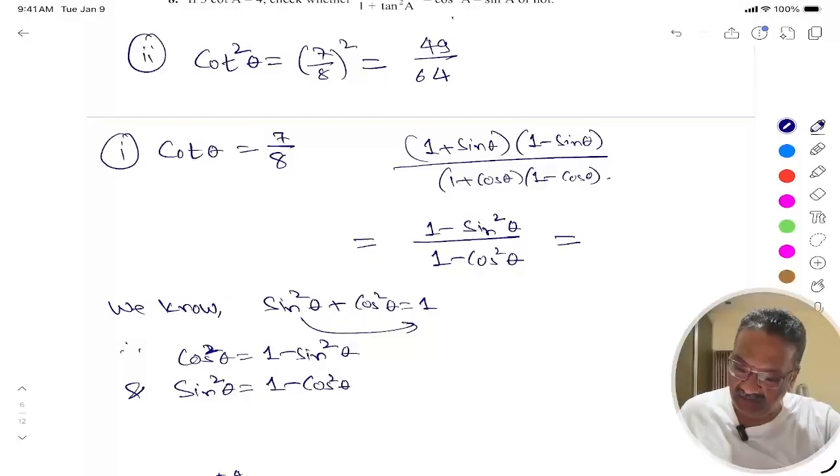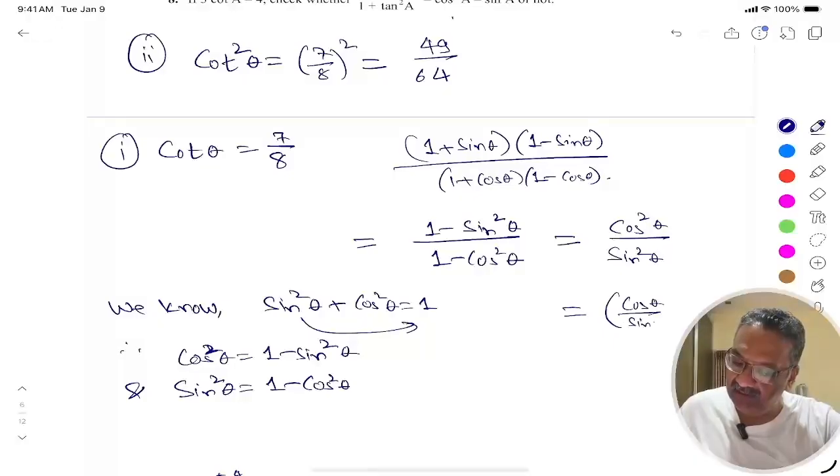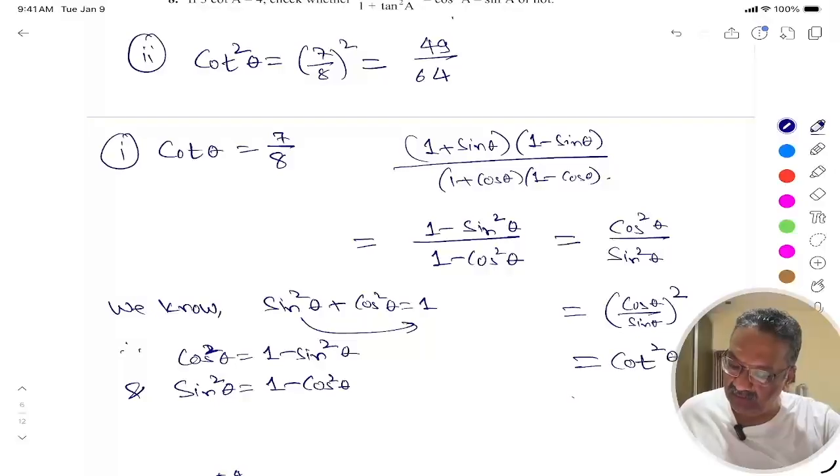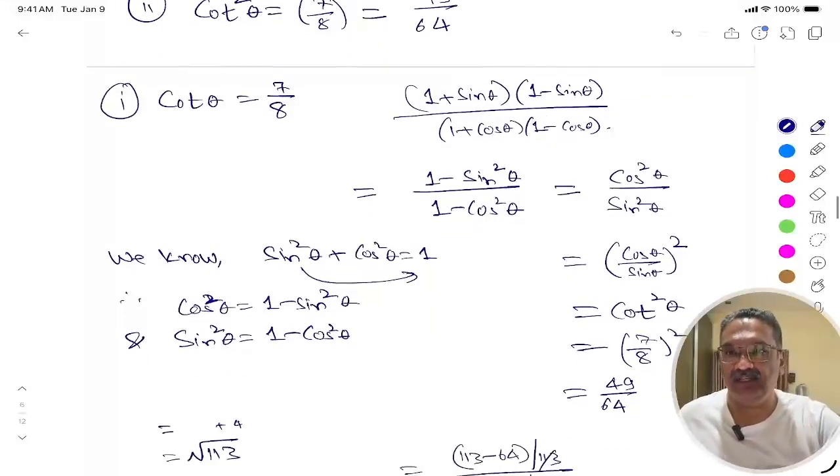1 minus sin square theta becomes cos square theta. Cos square theta by sin square theta. So this is nothing but cos theta by sin theta whole square, which is equal to cot square theta. What is cot theta? 7 by 8. 7 by 8 whole square is equal to 49 by 64. So yes, it is possible.